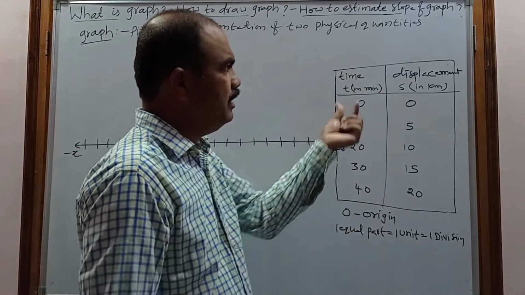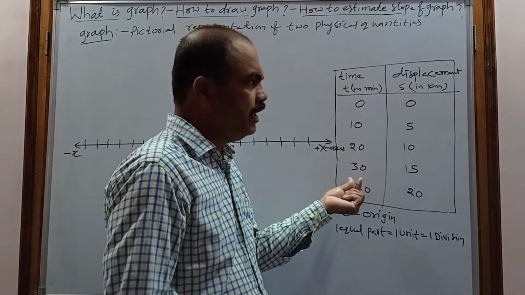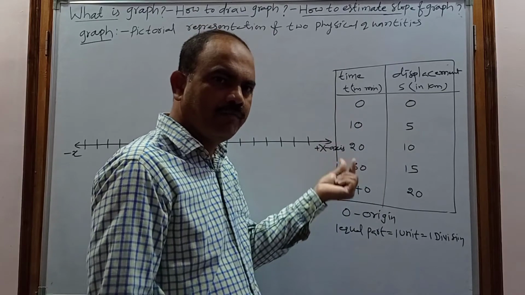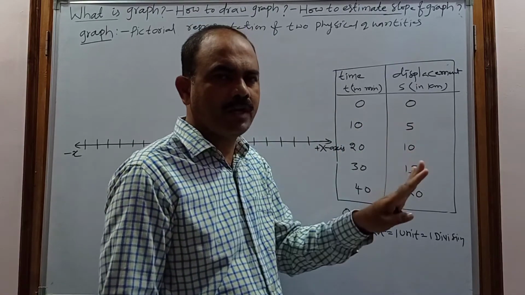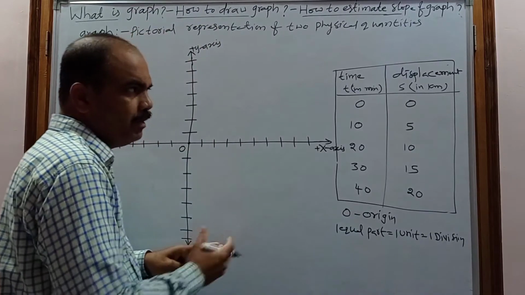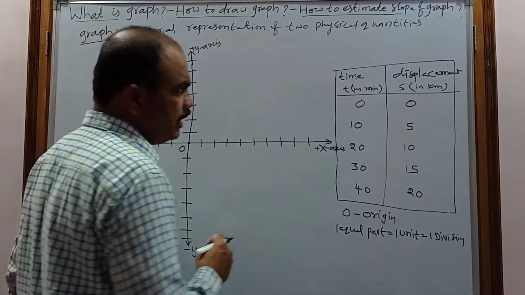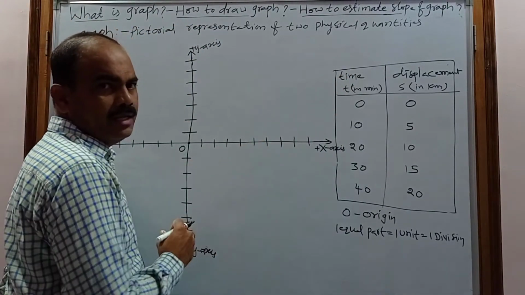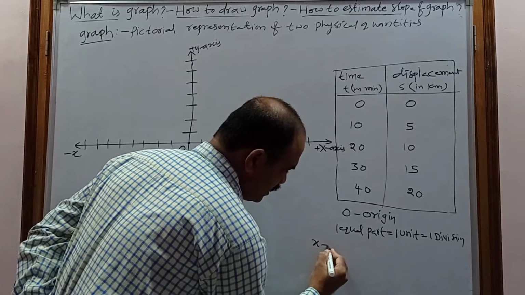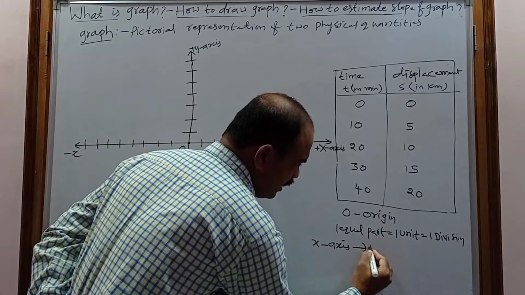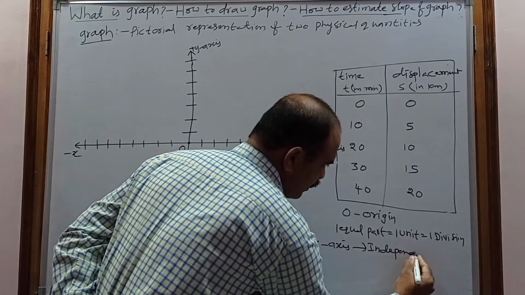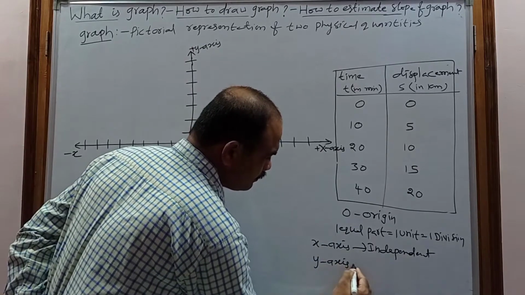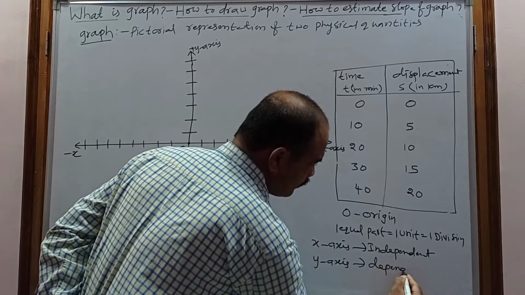Because if I take time and displacement, the time will be in minutes and the displacement will be in kilometers. If I take velocity and time, the velocity is in meters per second and the time will be in seconds or hours or minutes. That's why the assigning of the numerical values depends upon the two physical quantities. Generally, on the x-axis we take the independent physical quantity, and on the y-axis we take the dependent quantity.